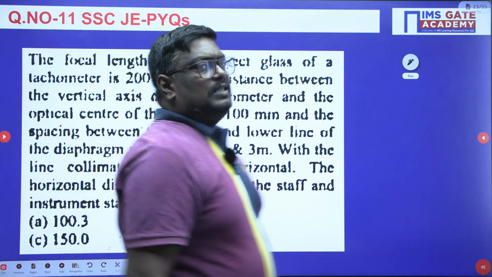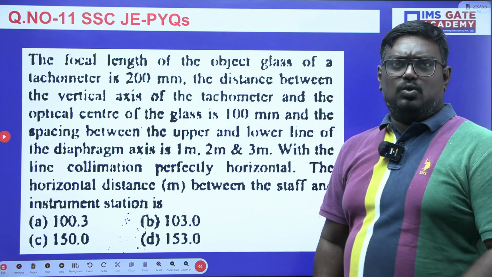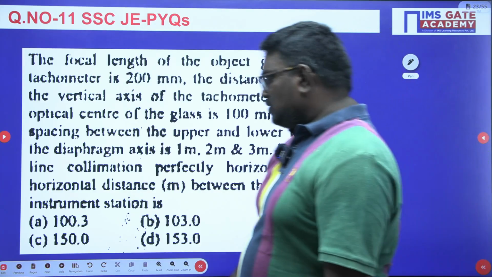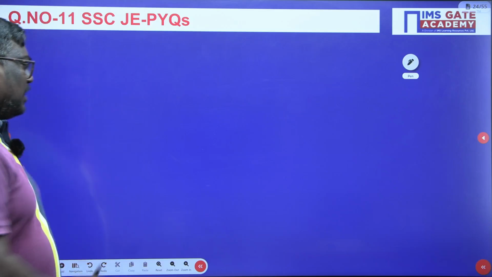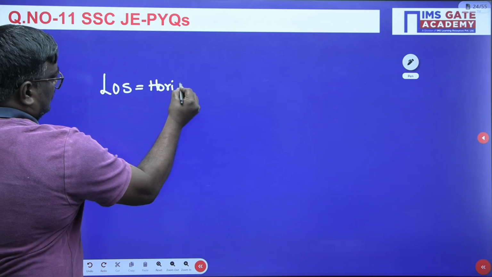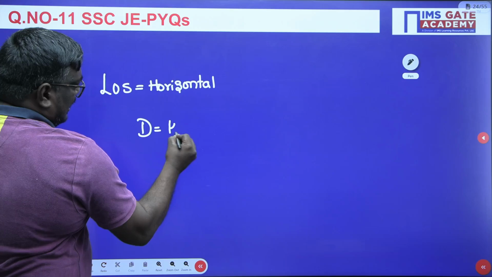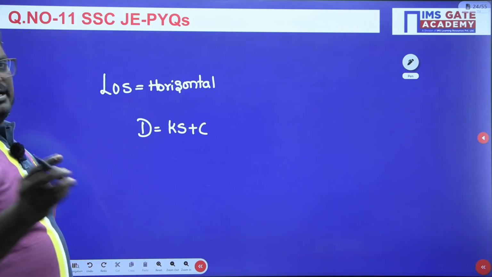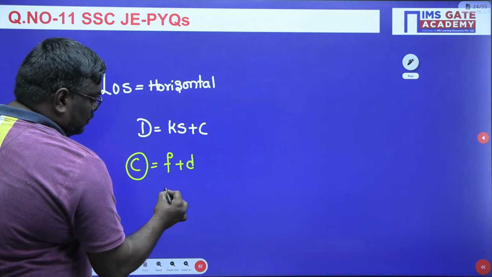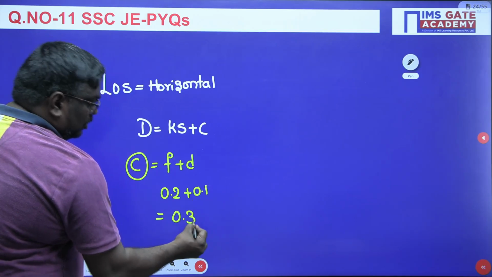Now, here see students, there was a good question actually. The focal length of the objective lens of a tachometer is given as 200 mm. The distance is given as 100 mm. And the staff intercept and everything is given. Now see students, in this problem the line of sight is horizontal. When the line of sight is horizontal, distance is equal to Ks plus C. Now my dear students, let me tell you what is C. Additive constant, which is equal to f plus d. Focal length is given as 200 mm, 0.2, and the distance is given as 0.1. So additive constant is equal to 0.3 meter.